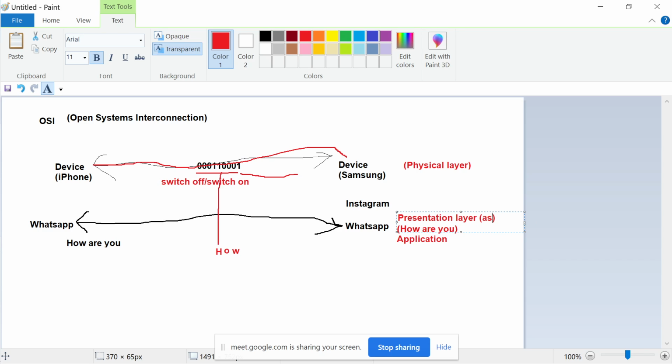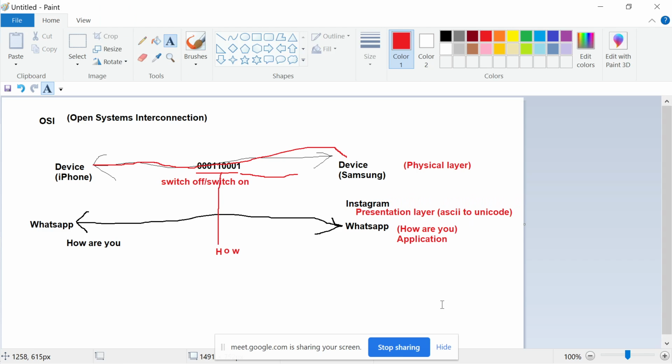Let's say somebody is sending the data in ASCII format and you want to convert it to Unicode. That conversion will be taken care of by the presentation layer. So that is what the OSI layers are all about. Each layer is responsible for a certain task before it reaches the application.